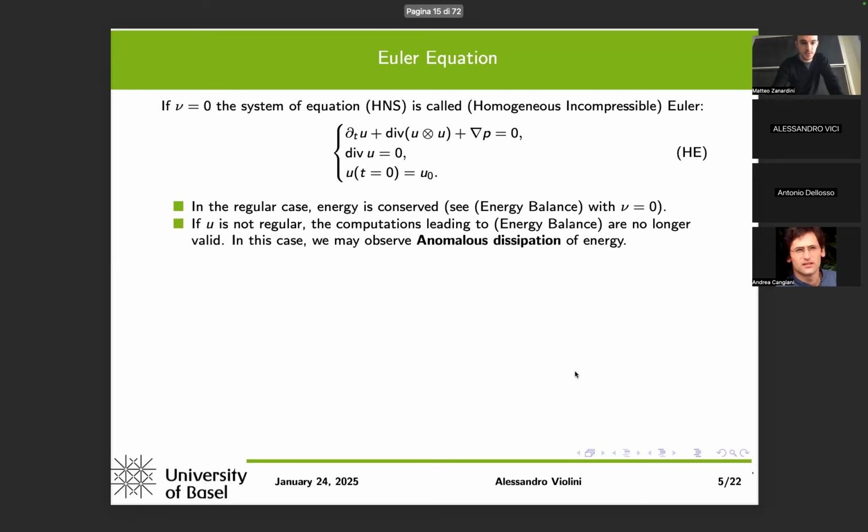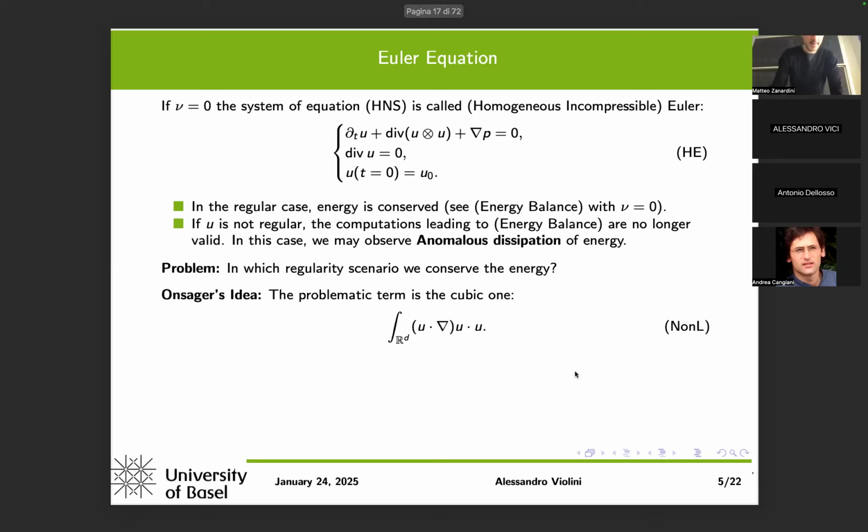If the velocity field is not regular, maybe I cannot do the computation I did before. And in this case, maybe the energy balance, the energy equality, is no longer valid. And in this case, we experience anomalous dissipation of energy. So you can dissipate the energy even if the viscosity is 0. So the problem is when we dissipate the energy. How regular is U in order to conserve the energy, and how regular is U in order to dissipate the energy? And this was a big problem in the last century.